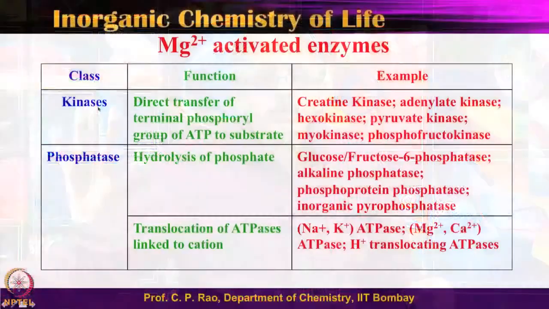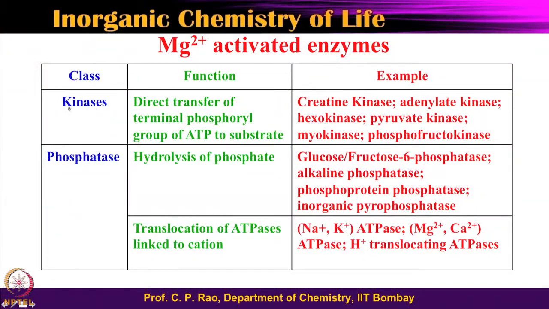What kind of functions does magnesium have? They are kinases. Already talked to you. What is a kinase? Kinase is nothing but phosphorylation. They do phosphorylation. They bring some phosphoryl or phosphate kind of a moiety and add to the substrate.